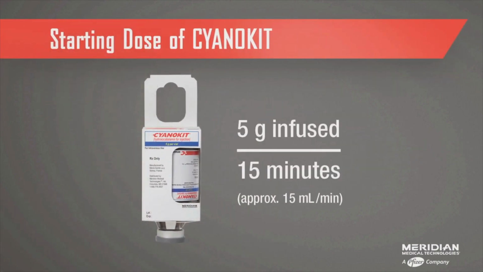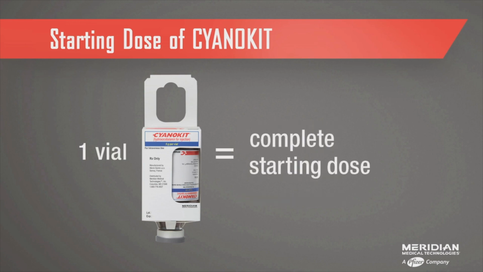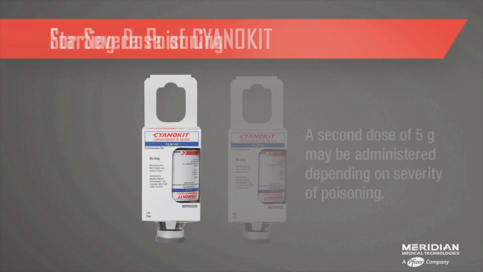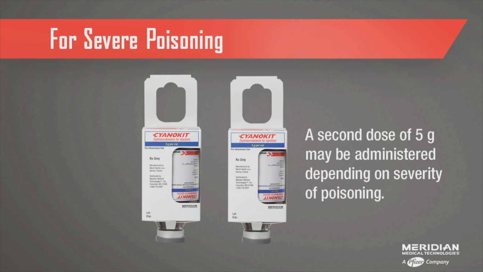The starting dose of Cyanokit for adults is 5 grams administered as an intravenous infusion over 15 minutes. Administration of the entire vial constitutes a complete starting dose. Depending upon the severity of the poisoning and the clinical response, a second dose of 5 grams may be administered by intravenous infusion for a total dose of 10 grams. The rate of infusion for the second dose may range from 15 minutes for patients in extremis to 2 hours as clinically indicated.